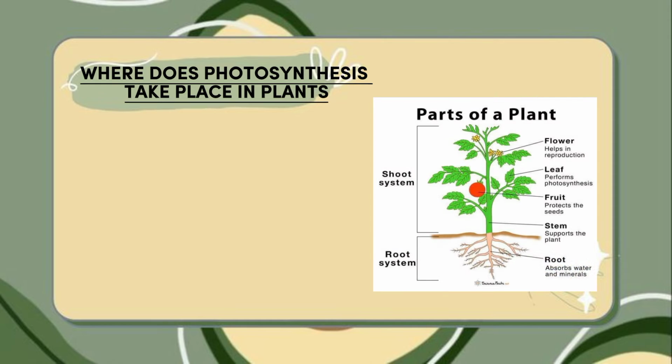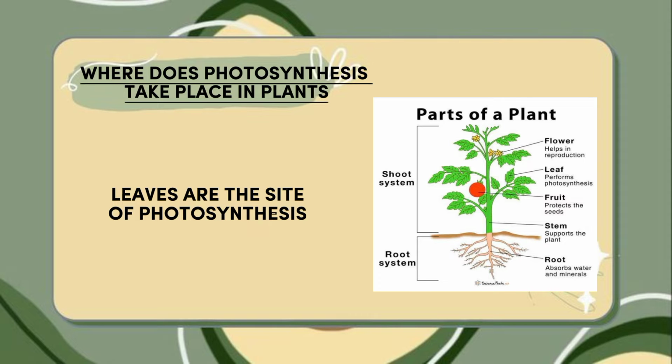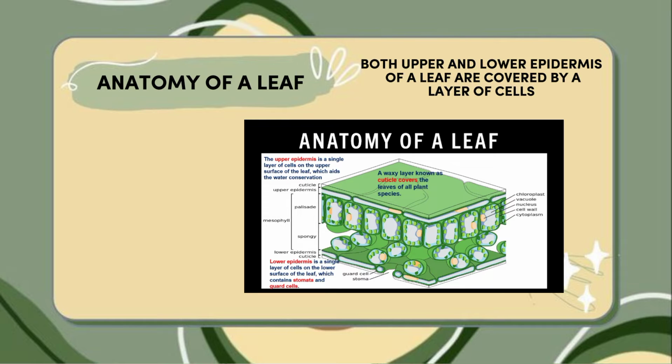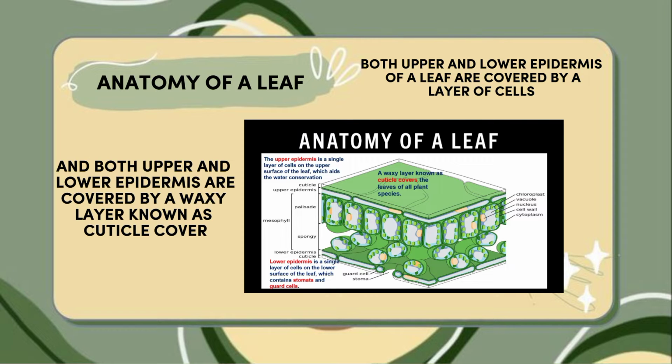Where does photosynthesis take place in plants? The leaf is the main site of gas exchange and photosynthesis. Anatomy of a leaf. Both the upper and lower epidermis of the leaf are covered by a layer of cells, and both are covered by a waxy layer known as the cuticle.